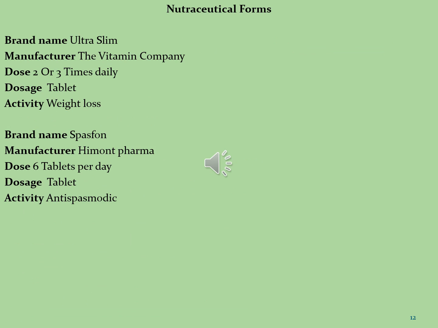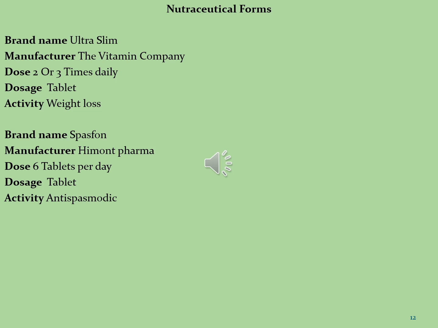Now we discuss some important pharmaceutical brands that have been launched on the basis of phytoconstituents that fall in the category of tannins. The first brand is Ultraslim. It is manufactured by Vitamin Company Nutraceuticals, and we take its dose 2 to 3 tablets per day. It is formulated in tablet dosage form. It is used in obesity, meaning it is used in weight loss.